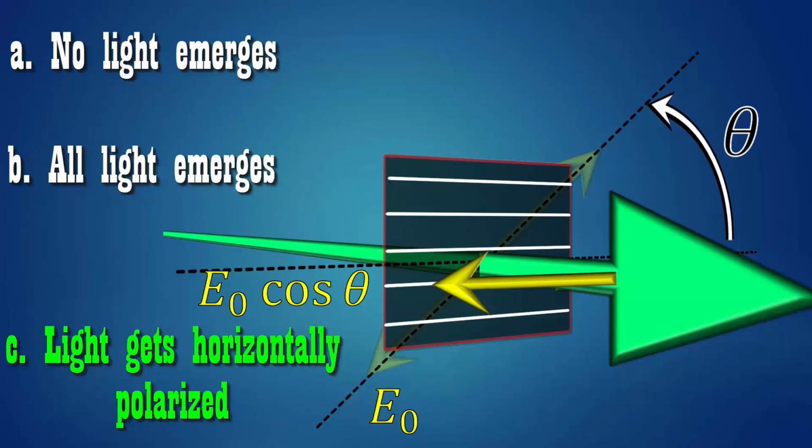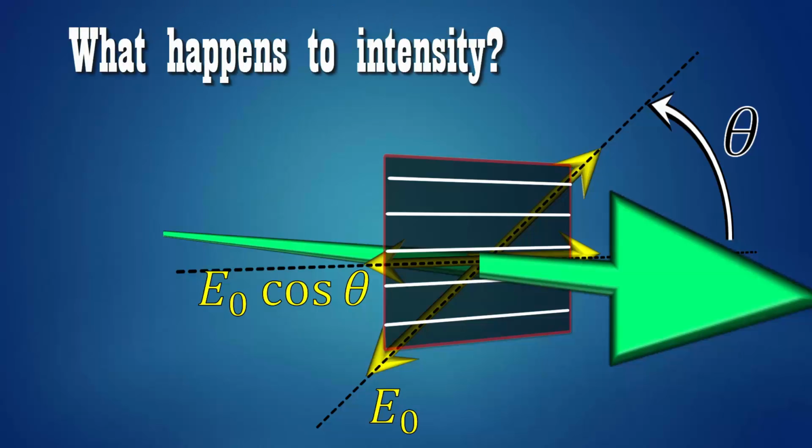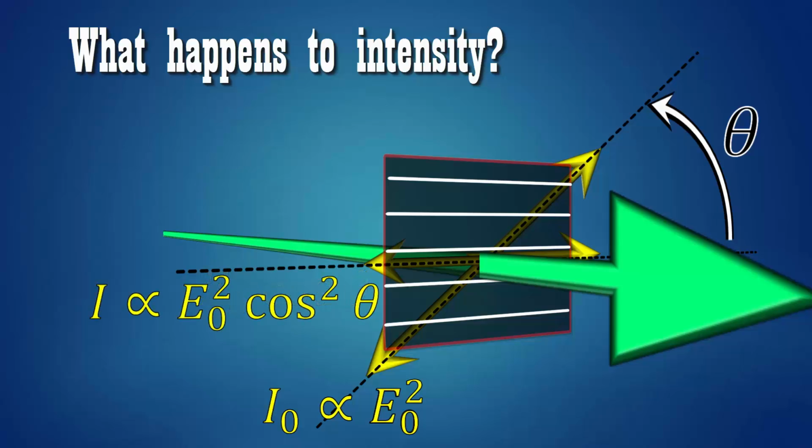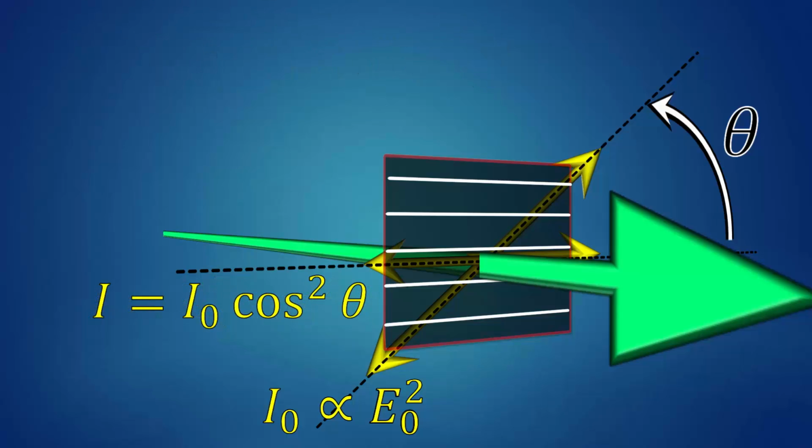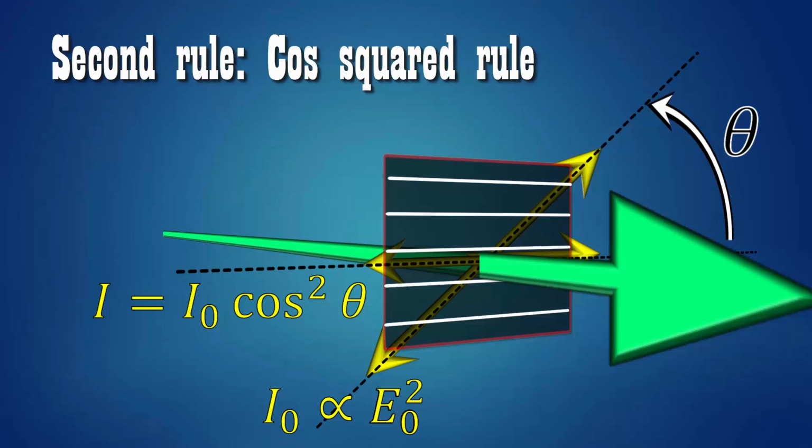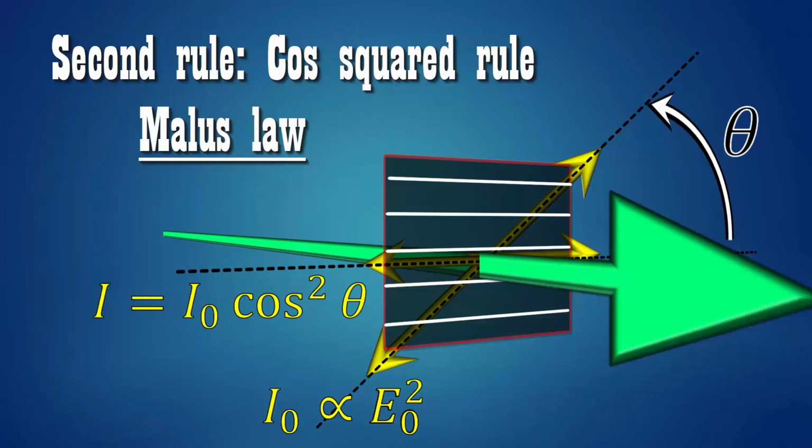But hey, wait, what happens to intensity? Remember from the previous episode, intensity is proportional to the amplitude squared. So I0 must be proportional to E0 squared. And therefore, the outgoing light must have an intensity I, which is proportional to E0 squared cos squared theta. And thus, the outgoing intensity becomes the incoming intensity I0 times cos squared theta. And this is what I call the cos squared law. This is the famous Malus law of polarization.